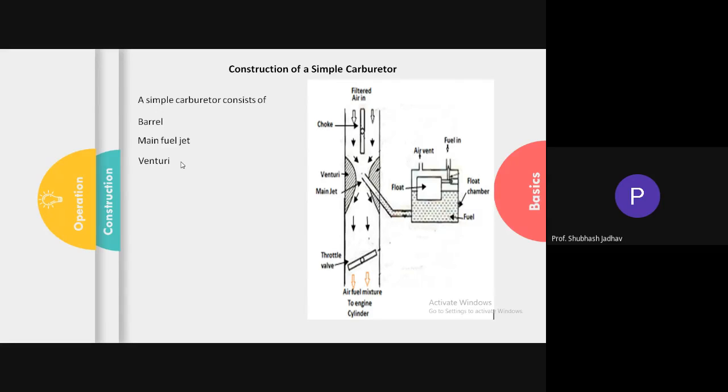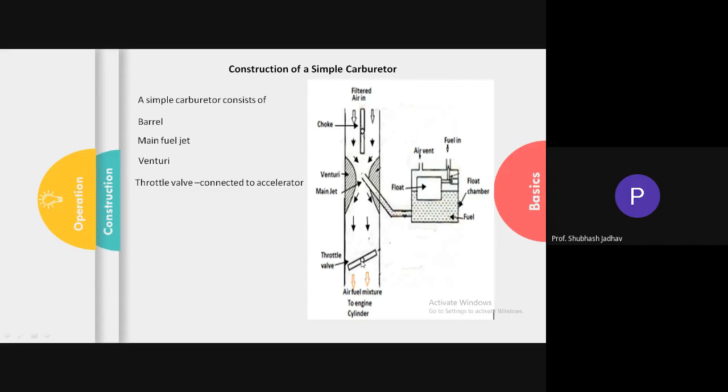So what does the venturi do? Venturi helps in sucking the fuel into the carburetor barrel. Okay, so that is the function of the venturi. Next is the throttle valve. So we have here a throttle valve. Here you can see this is what you call a throttle valve.